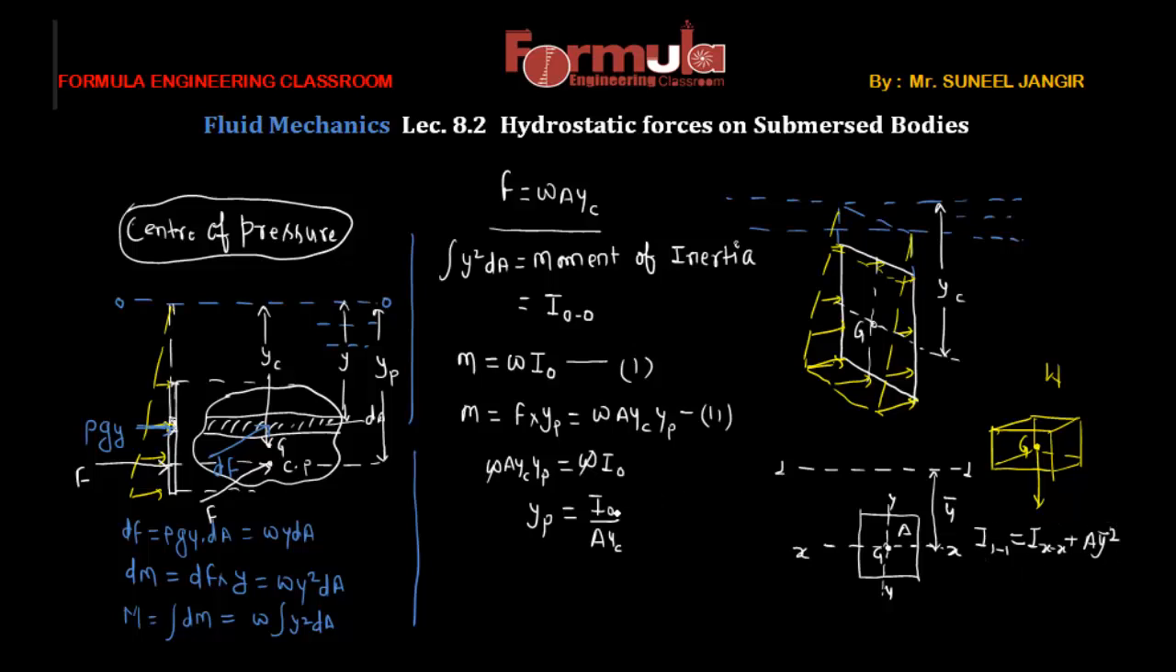Okay, so now we can notice here that this I naught is the area moment of inertia of this plane surface about this axis OO.